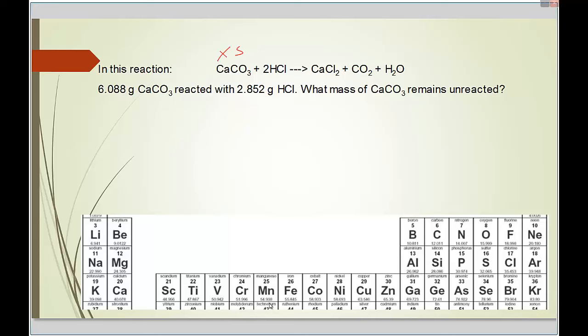So that means that this one, the HCl, is your limiting reagent. So that means that's the number we're going to have to deal with. So we're going to go from 2.852 grams of HCl. We're going to convert that to moles by using the molar mass. So we have H and Cl. Our H is, we have one of them times 1.0. Cl is 1 times 35.45.